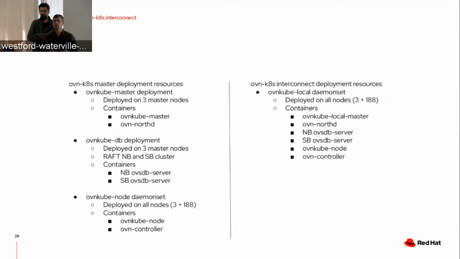So just to recap the differences, in the case of upstream deployment, we have OVN Kube master and the ovn-northd and the database running only on the first 3 master nodes, and on the remaining nodes we only have OVN Kube node and OVN controller. Whereas in the case of interconnect, we have one daemon set called OVN Kube local, which runs on each node, because we want to run the whole OVN stack in each node.